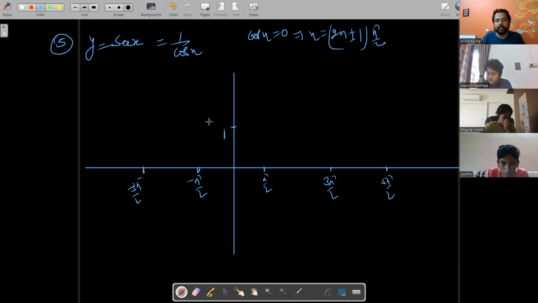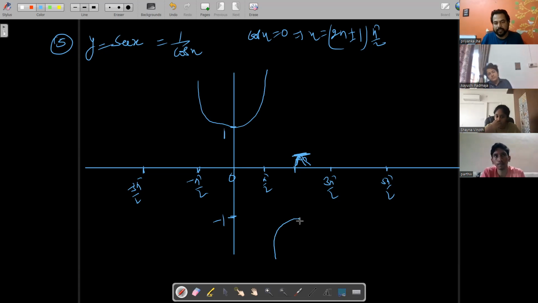And now it will go to infinity like this, bowl shape. At pi, you can see cos pi is how much? Minus 1. Cos pi is minus 1. So 1 by minus 1, minus 1. So this is minus 1. So the graph will start from here like this, down. And like this, you can repeat the curve.